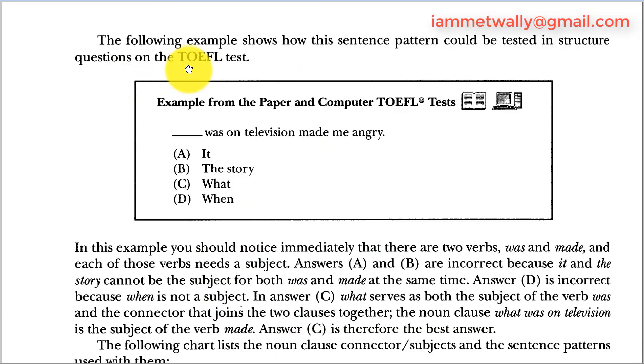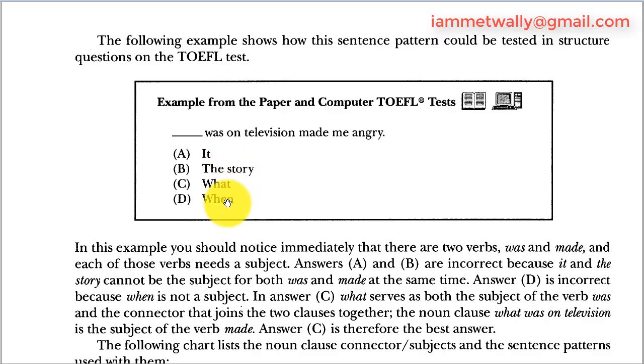The following example shows how this sentence pattern could be tested in structure questions on the TOEFL test. Let's see. Was on television made me angry. I have was, that's a verb. I have made, that's a verb. So I need a connector that works as a connector for these two clauses, and at the same time serves as the subject of the verb was, and works with the noun clause to serve as the subject of the verb made. Just one subject, the story, one subject.